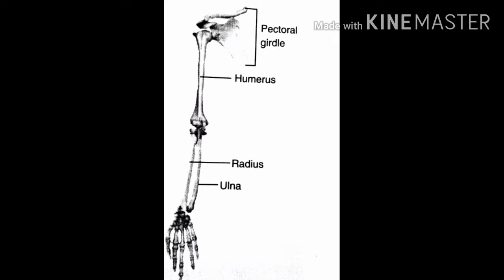The lower ends of the ulna and radius are connected to the wrist. The hand is made up of wrist, palm and fingers, and it is made up of 27 small bones joined together.